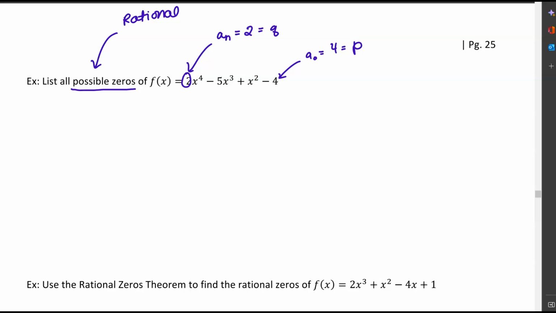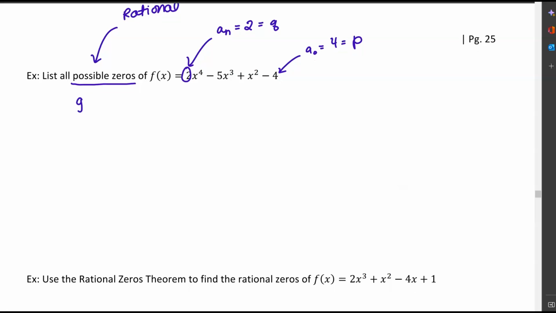So the general form of a polynomial, remember that it's a sub n, x to the n plus ... all the way to our constant term a sub naught, right? So this is where our q comes from, and this is where our p comes from. Okay, so we need to figure out the factors of our p. So our p is 4. So what are the factors?